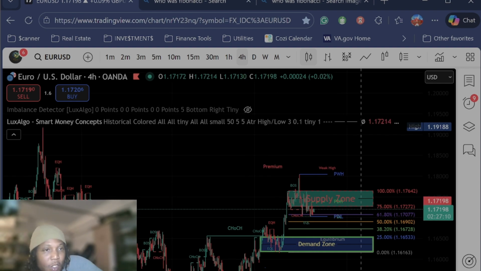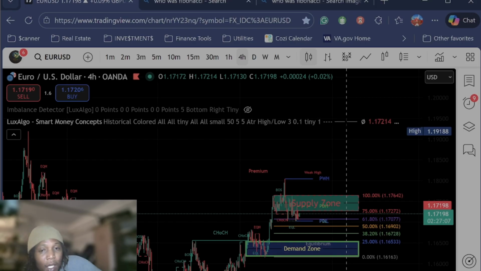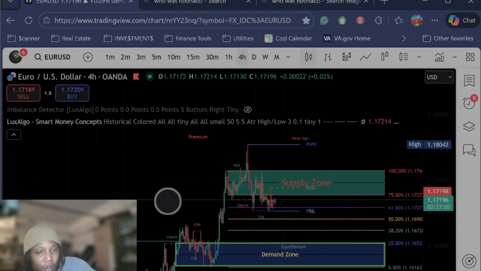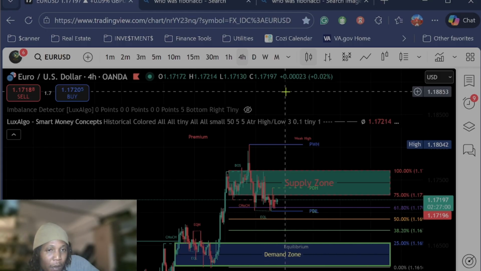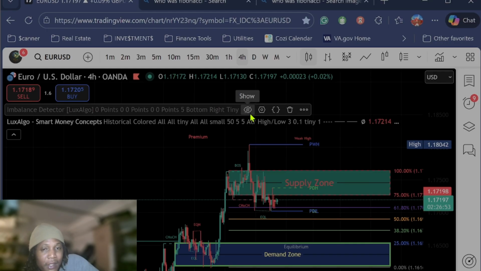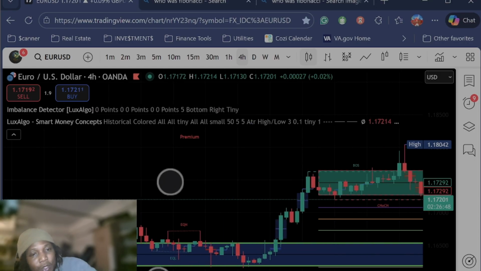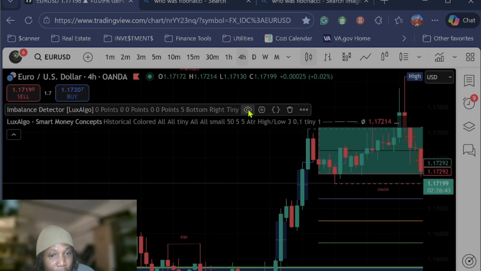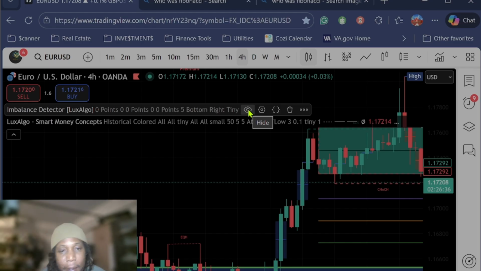So that's how you map out the chart. Right now I'm on the 4 hour, right? I know that's the demand, I know that's the supply, information I already now know. The next indicator I use is called the imbalance detector. Let's click on it. Okay, and I'm going to zoom in on a candle. Without the imbalance detector, it's like this. With the imbalance detector, it highlights the imbalances.